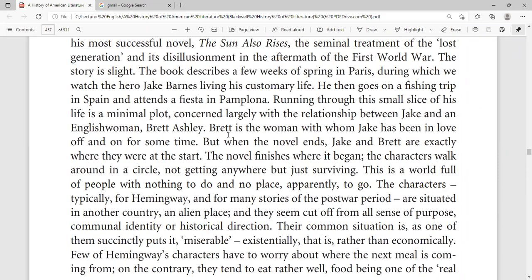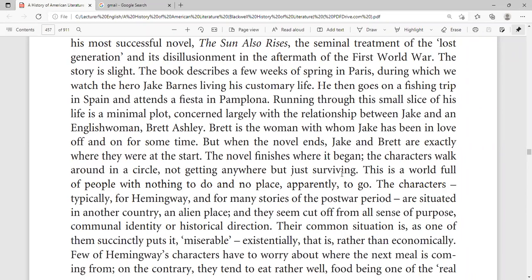Brett is the woman with whom Jake has been in love, off and on, for some time, though he is not so sure whether he loves her or not. But when the novel ends, Jake and Brett Ashley are exactly where they were at the start. The novel ends where it began. The characters walk around in a circle, not getting anywhere but just surviving.